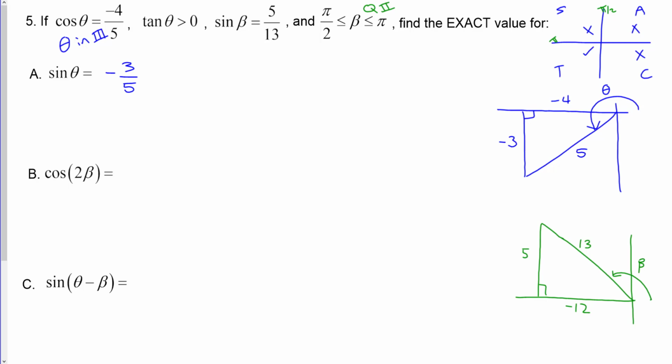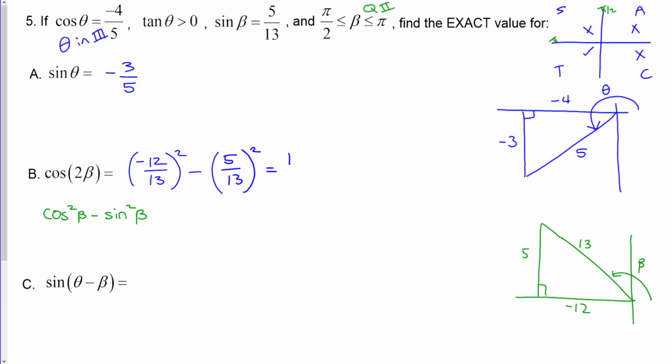Cosine of 2 beta. Well, cosine of 2 beta, we do have to know an identity. So this would be cosine squared beta minus sine squared beta. So that's the double angle formula for cosine. So we need the cosine of beta. So we just come over here to beta, and it's the adjacent over the hypotenuse. So negative 12 13ths squared. And then it's minus sine squared beta, so 5 13ths squared.